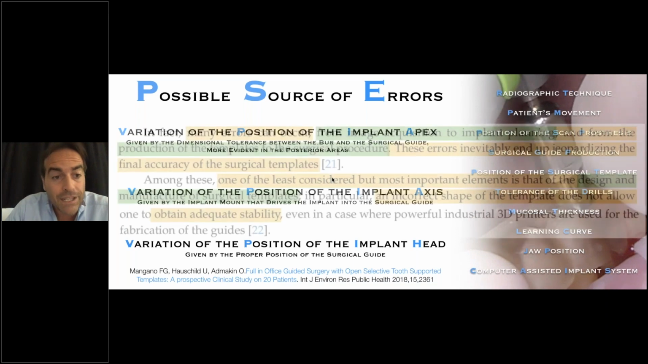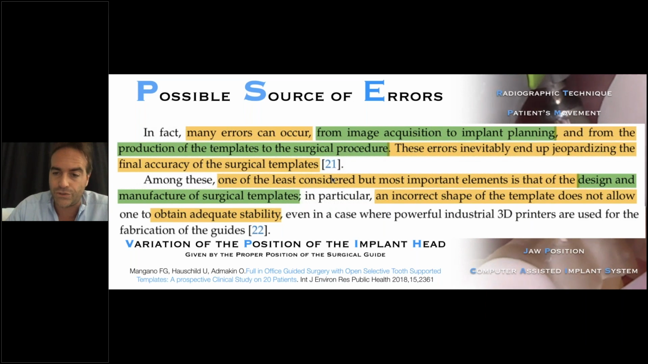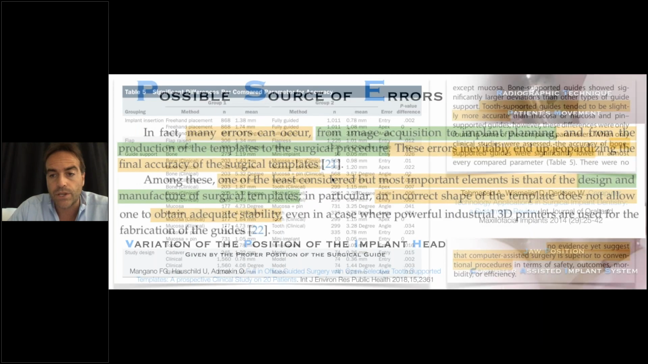But we should not forget also that one of the least considered but most important elements when we are talking about guided surgery is the manufacture of the surgical templates. The way it is designed and the way it is produced, because an incorrect shape of the template may result in inadequate stability, and so we can implement mistakes in our implant position.